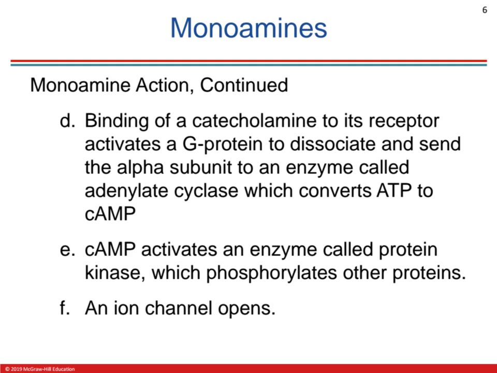So the cyclic AMP is now the second messenger. The first messenger was the neurotransmitter. Cyclic AMP activates an enzyme within the cytosol called protein kinase, which then will phosphorylate other proteins. And these other proteins could, for example, be ion channels. So it could lead to the opening of an ion channel, or the other proteins within the cell could be other enzymes or things like that.